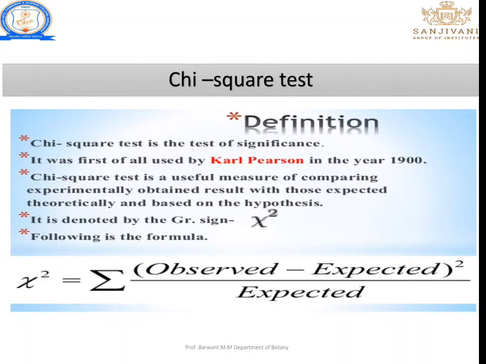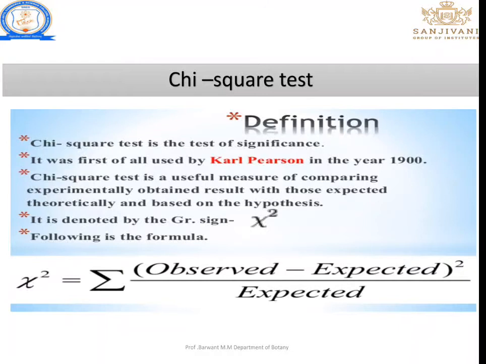Good morning, students. In the previous lecture, we saw what a student t-test is. We discussed the student t-test, the assumptions of the t-test, and the types of t-test. Okay. In this lecture, we are going to see the chi-square test.